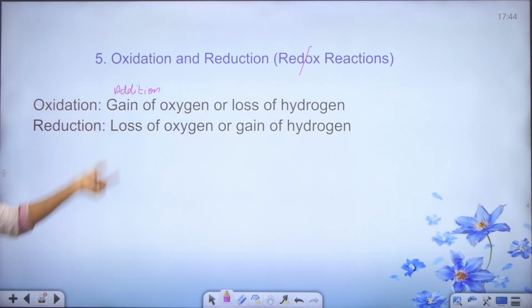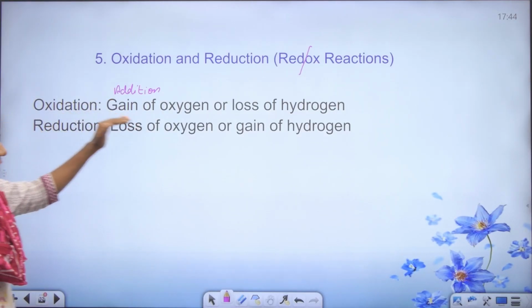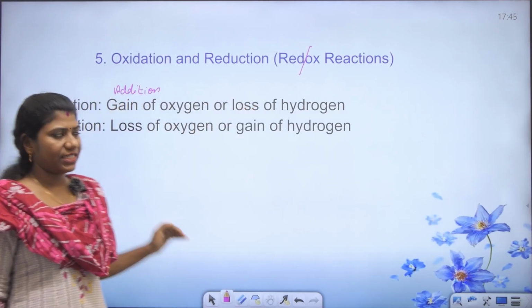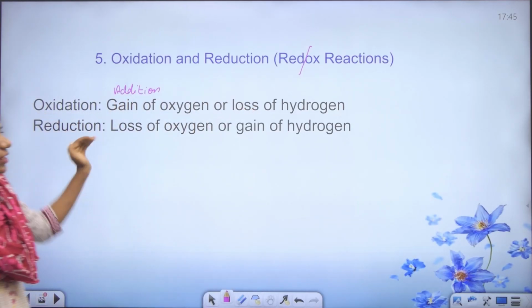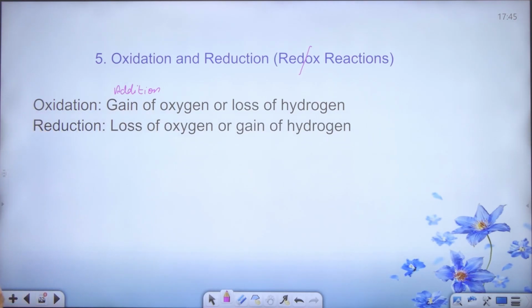Reduction is removal of oxygen or addition of hydrogen. In other words, oxidation is gain of oxygen or loss of hydrogen, and reduction is loss of oxygen or gain of hydrogen. It's clear. Oxidation means addition of oxygen or gain of oxygen, or removal of hydrogen or loss of hydrogen. Reduction: how does it reduce? It releases oxygen, removal of oxygen or gain of hydrogen.